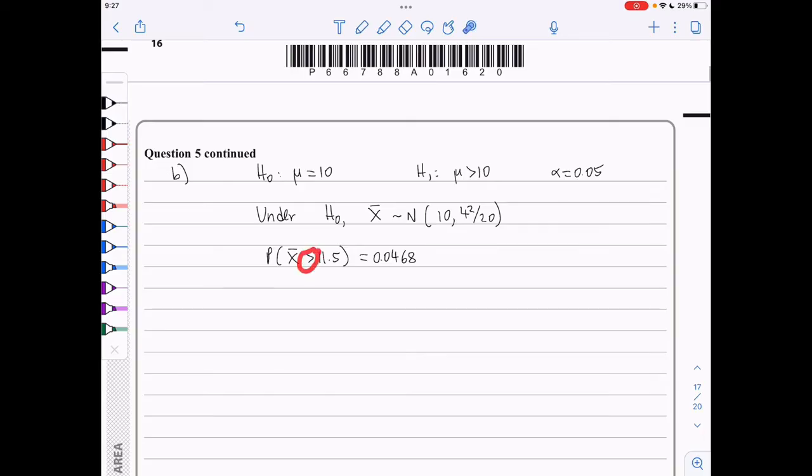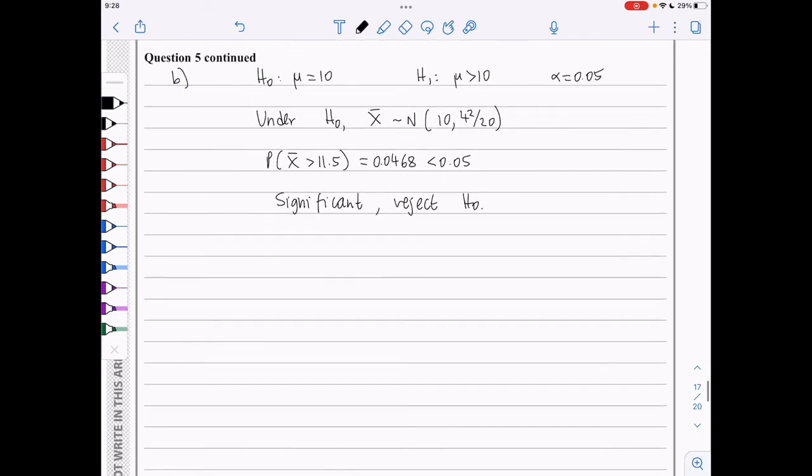Notice that the direction here has been inherited from the alternative. This is less than 0.05, so I will simply say significant, reject H naught. So we need the conclusion in context: we've got evidence to support the patients' complaint.